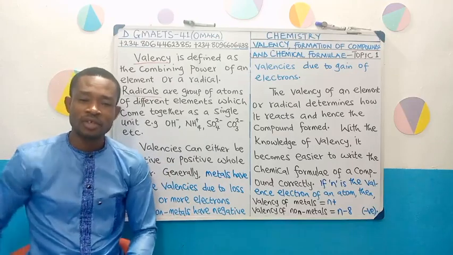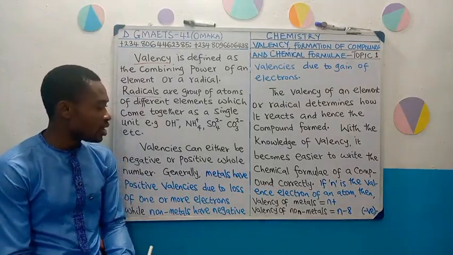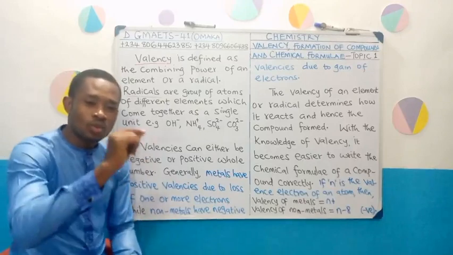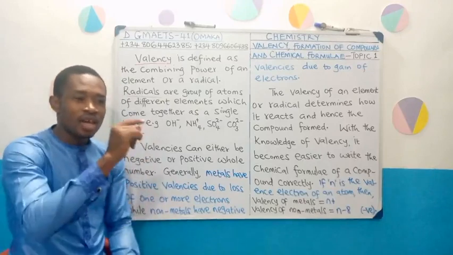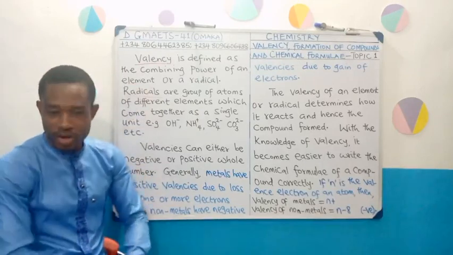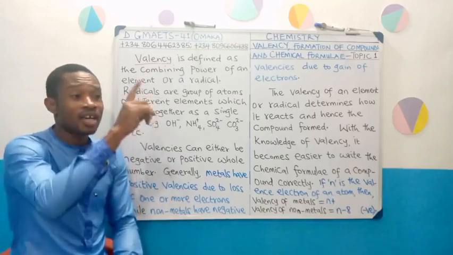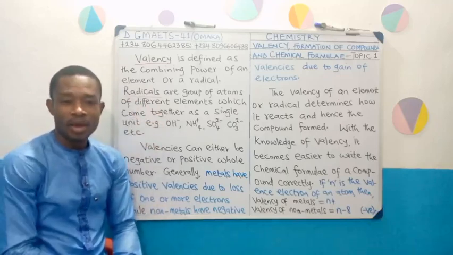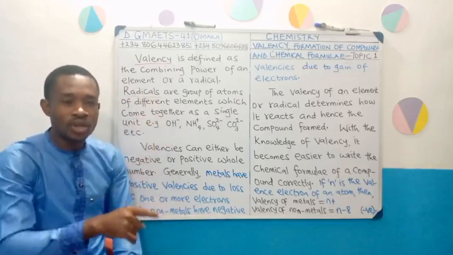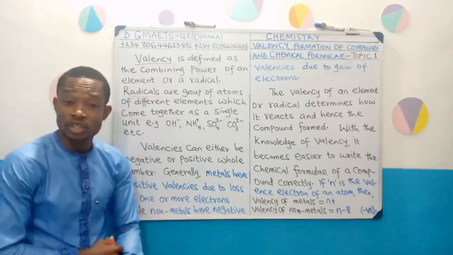Have you asked yourself this question? Why is it that water is always written as H2O? Why can water not be written as H2O2? H2O2 will be told that it is hydrogen peroxide. Why is hydrogen chloride written as HCl? Why is it that hydrogen chloride is not written as H2Cl? These are serious questions we want to give attention to.